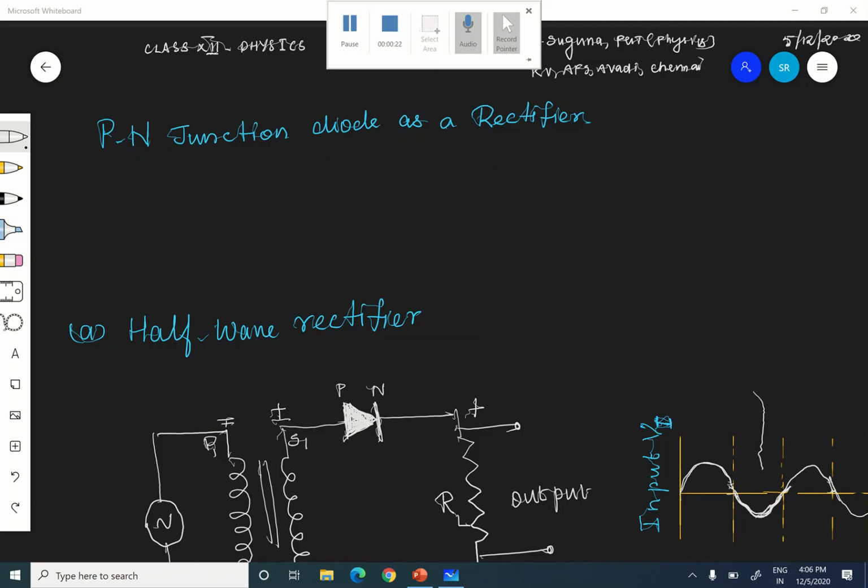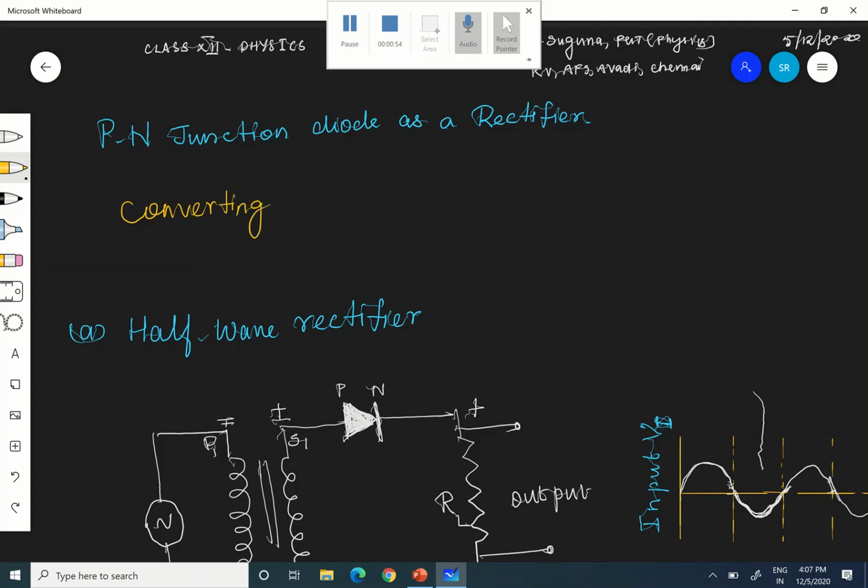That is what is called a rectifier. Okay, so PN junction diode as a rectifier. So what is a rectifier? A rectifier is a device which is used for converting alternating current or alternating voltage to the direct current or direct voltage. So the PN junction diode is used for converting.